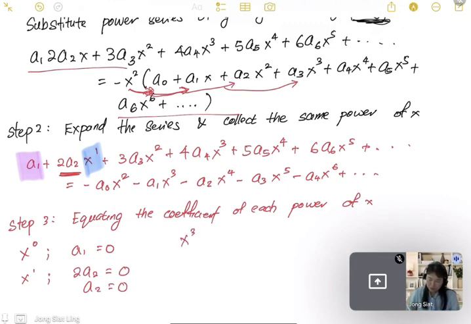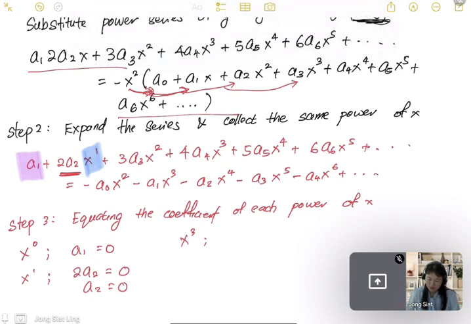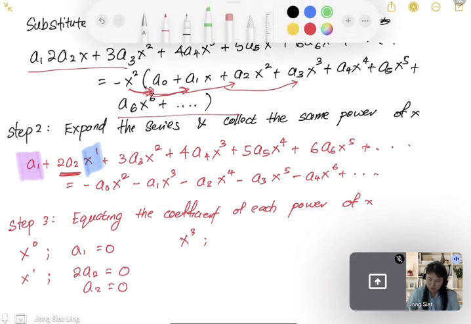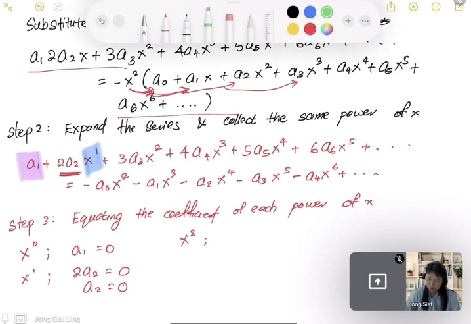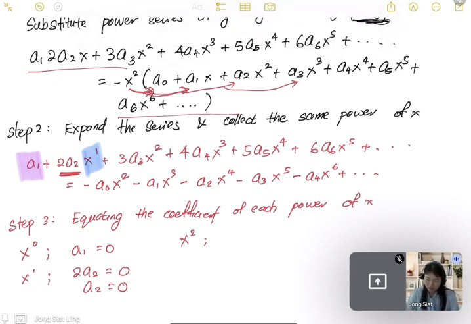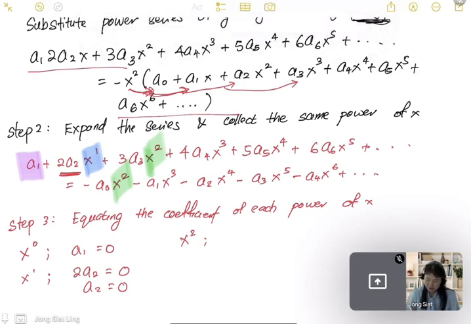Then I compare x power of 3. No, x power of 2, sorry, I haven't compared x power of 2. So let me compare x power of 2 first. I use the green color. X power of 2 is this one, the left hand side. Right hand side is this one. So left and right I got the value, therefore I can write down.